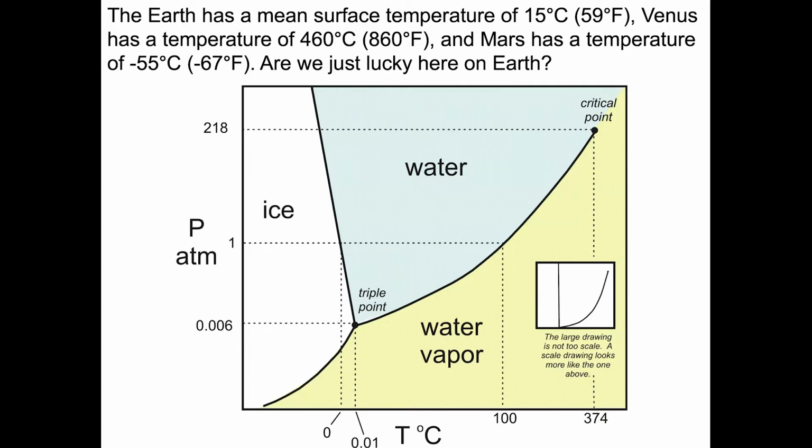Now, the Earth has a mean surface temperature of about 15 degrees centigrade, or close to 60 degrees Fahrenheit. Venus, on the other hand, about the same size as Earth, and nearly the same distance from the Sun as the Earth, has a surface temperature of 460 degrees centigrade, much warmer. And that translates to about 860 degrees Fahrenheit. Mars, on the other hand, has a temperature of minus 55 centigrade, or minus 67 Fahrenheit.